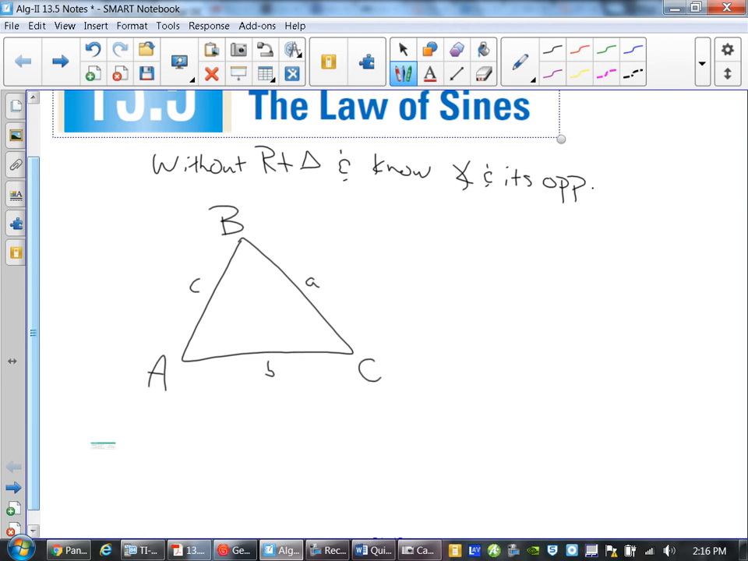So when you're talking about law of sines, you obviously have three sides, three angles. Angles are always given with capital letters. Side opposites are going to be the lowercase of them. Okay?